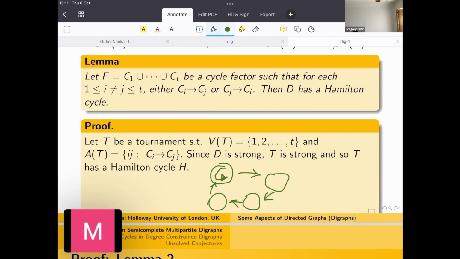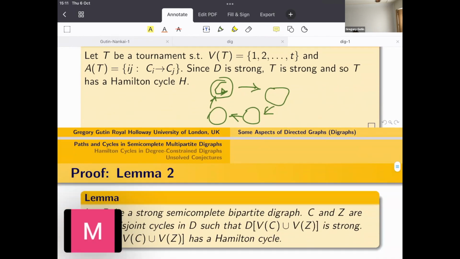And because it's a tournament, you will see that simple parity arguments will show you that you will pick up in the end all vertices and return to the initial vertex. So that's basically a proof of this result.